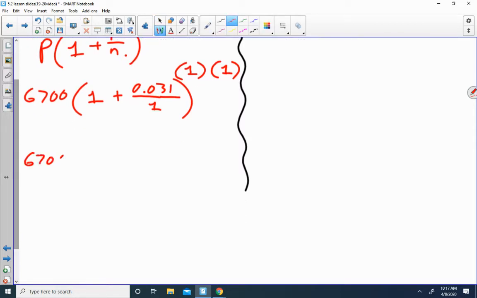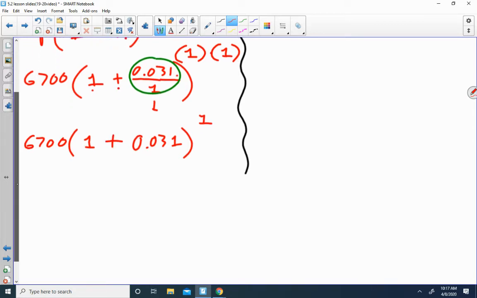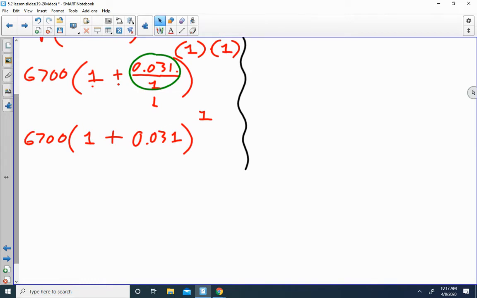Before I do any computing, I'm going to simplify the easy stuff. Here in the power, I already have 1 times 1, which is just a power of 1. Also, 0.031 divided by 1 doesn't change anything; the decimal is still the same, so you're just going to have 1 plus 0.031. That's not too bad. And do we really need this power of 1 here? It doesn't change anything, so I'm going to erase that. Oh, that was easy. We just had to simplify it down to this.